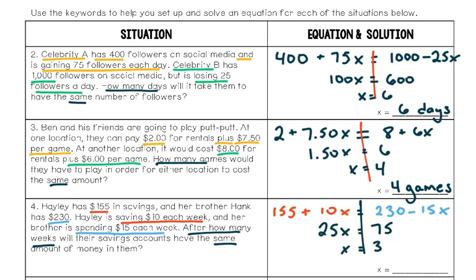You should have got x equals 3. What does the 3 mean in the context of this problem? It'll take 3 weeks for these two siblings to have the same amount in their savings accounts.